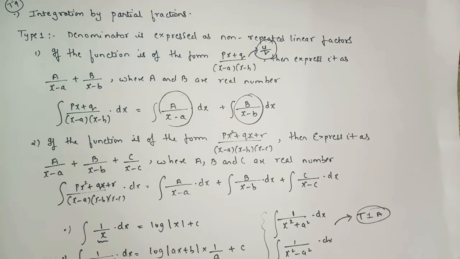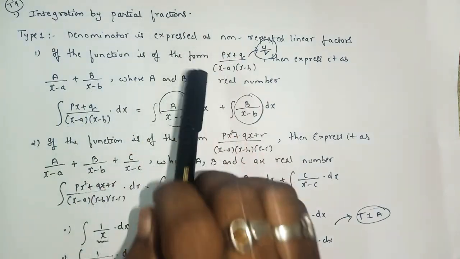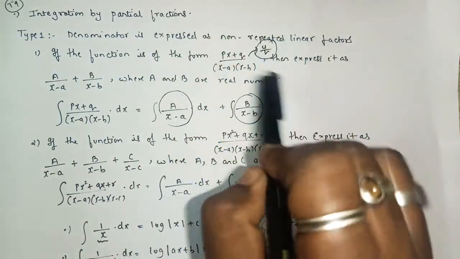Hello students, as in the last lecture we saw the sums based on integration by partial fractions, where, as I told, there are three subtypes in type number 9. The type number 1 is what? The denominator will be expressed as non-repeated linear factors.